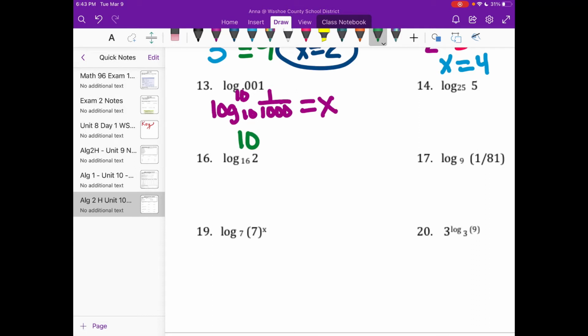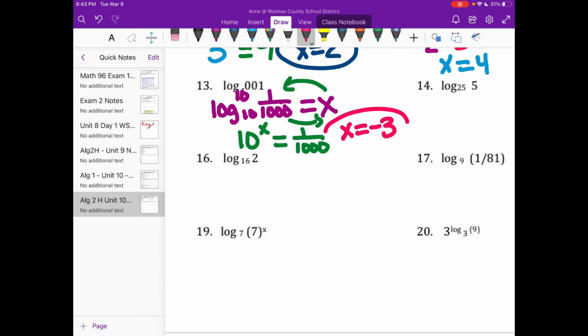So base stays base, so 10 is my base. The other two are going to switch place. So 10 to the x equals 1/1000. Remember that if my exponent is a negative, I make it a fraction. So I know that 1,000 is 10 to the third. So I know that my missing piece is going to be -3 because that's going to turn it into that fraction. See, a couple things I had to remind you about on that one.